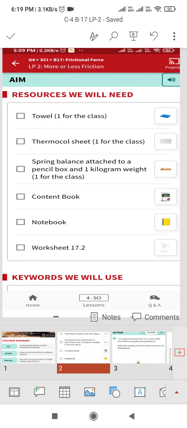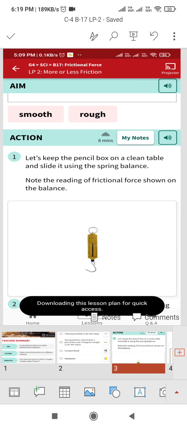The resources that we will need are a towel, a thermocol sheet, a spring balance and a 1 kilogram weight. The keywords used are smooth and rough. Smooth is something soft or plain to touch and feel, and rough means something that is not smooth to touch.